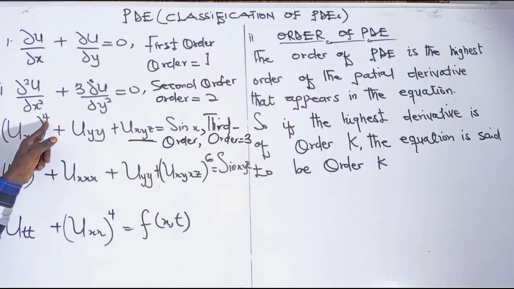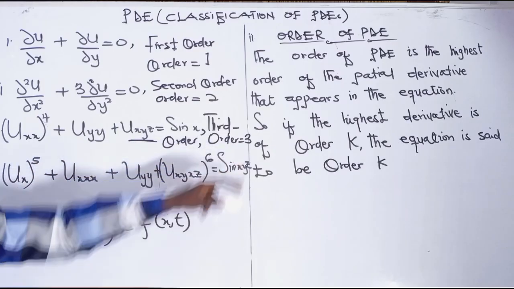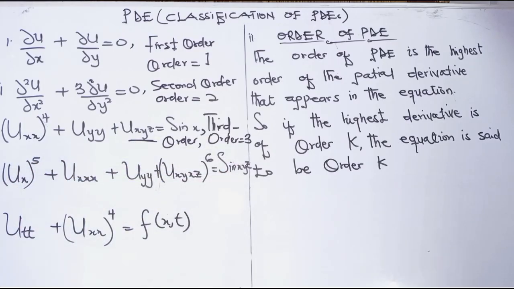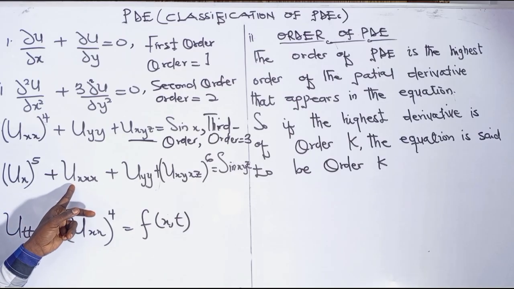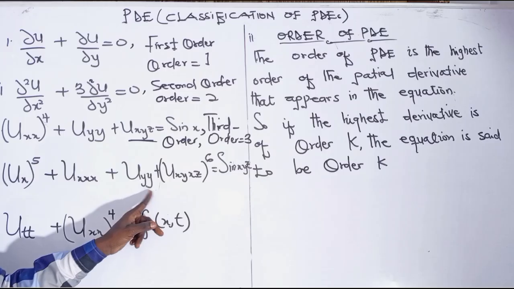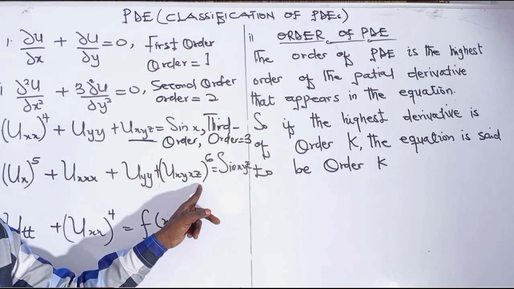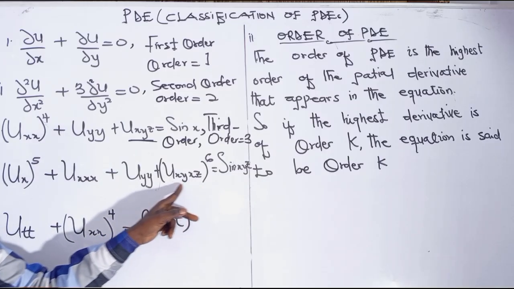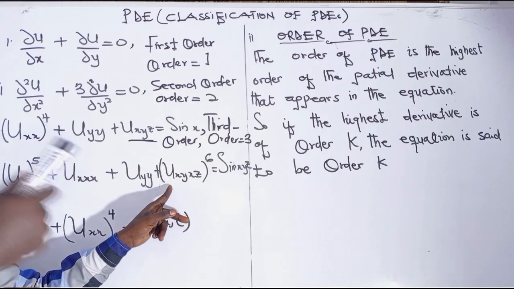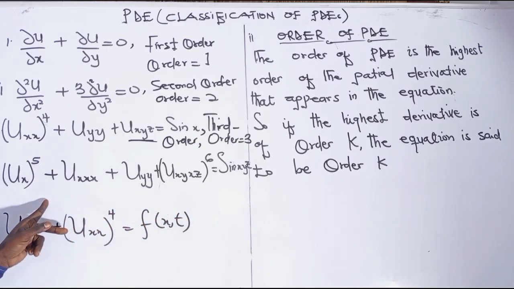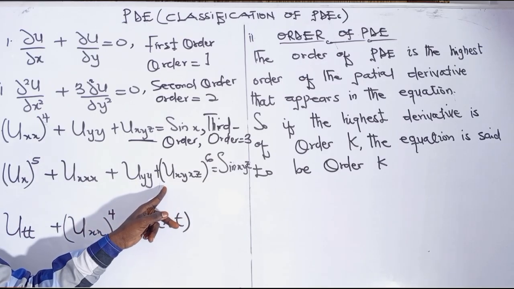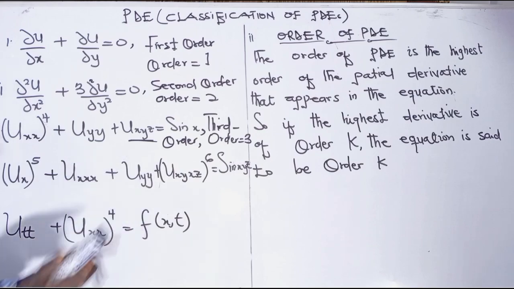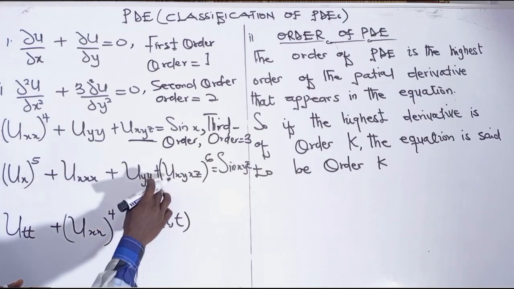But this one is called the degree. Take note, this is the degree, and the order is 3. Now let's look at this. We have the first partial derivative of the function with respect to x, the third partial derivative, the second partial derivative, and then the fourth partial derivative. So the highest derivative in this equation is 4. So this PDE is a fourth order PDE.